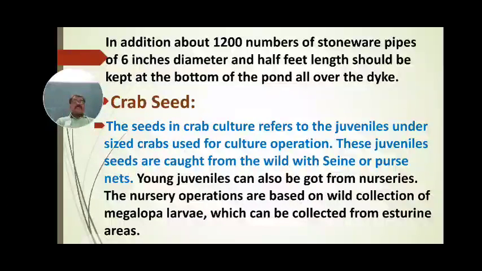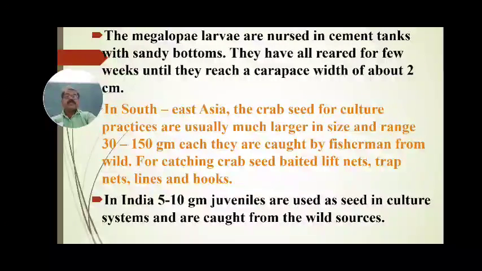Young juveniles can also be collected from the nurseries, where these seeds are grown and cultured. Seed from that nursery is also collected. The nursery operations are based on wild collections of megalopa larva, which can be collected from estuarine areas, delta areas or brackish water, and used for culture practice. It is called crab seed.